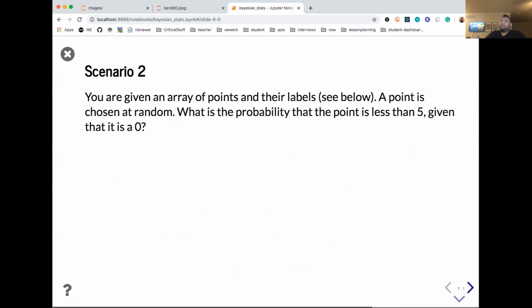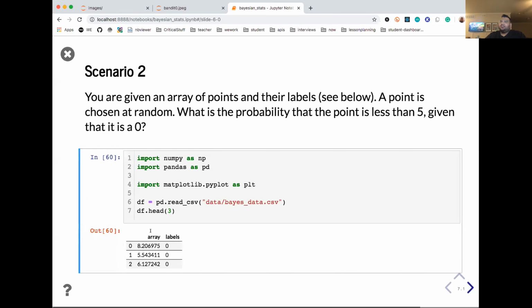Scenario 2, you're given an array of points and their labels. A point is chosen at random. What is the probability that the point is less than 5, given that its label is 0? So here's the data. You have these points here and their labels here. This is a really good problem, a fun problem. Have fun with it. This is where you've got to do some Pandas work to get the information you need.